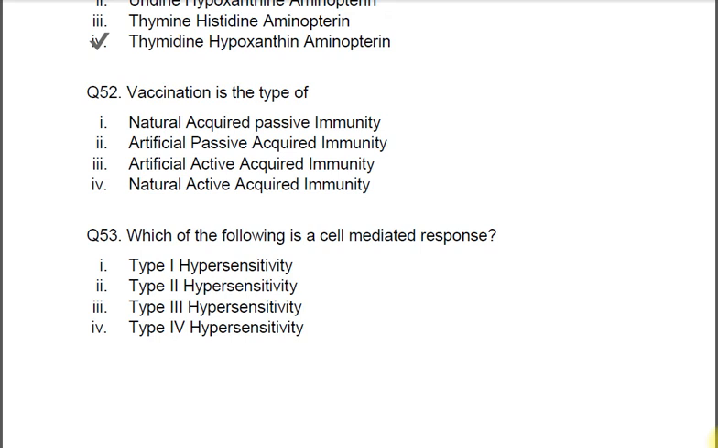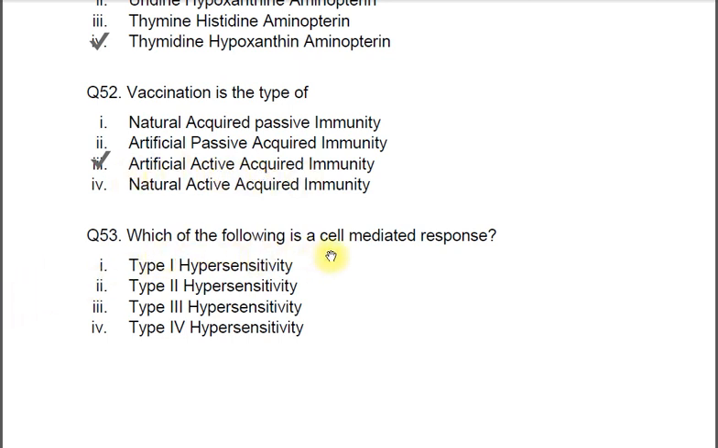Question 52. Vaccination is the type of 1 natural acquired passive immunity, 2 artificial passive acquired immunity, 3 artificial active acquired immunity, 4 natural active acquired immunity. So I hope you have guessed the correct option. It is the option number 3. Artificial active acquired. Remember 3A, triple A.